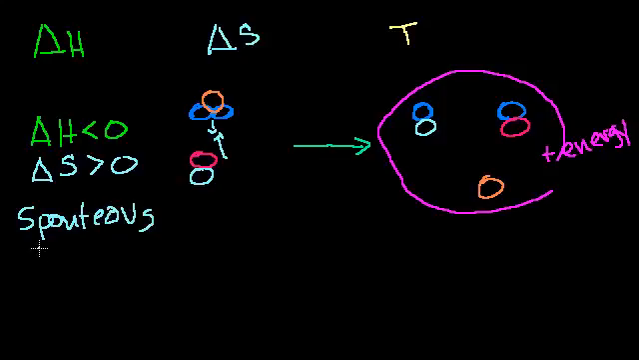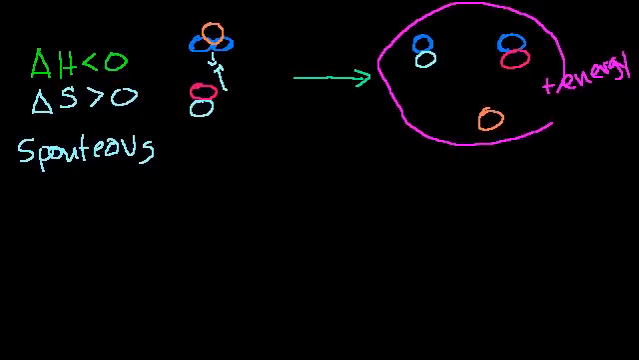Spontaneous. Now, what happens? Let's do something that's maybe a little less intuitive. What happens if my delta H is less than 0, but let's say I lose entropy? And the second law of thermodynamics says the entropy of the universe goes up. I'm just talking about my system. But let's say I lose entropy.